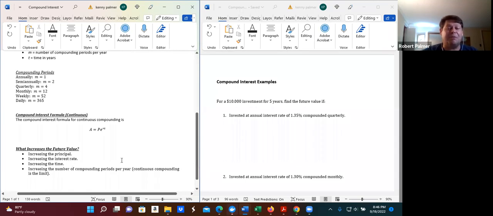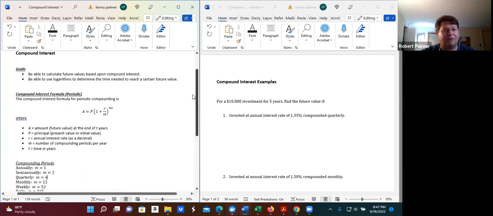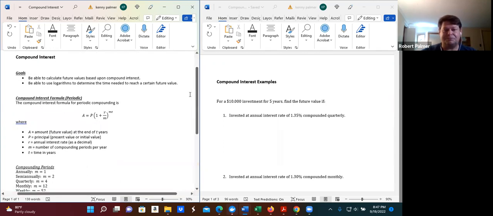And also increase the number of compounding periods per year. So the more often you compound, the more you make, although it's kind of diminishing returns as you go higher and higher. But this continuous compounding is a limit. So the fastest compounding you can get, or the biggest benefits you can get from increasing compounding, is given by this continuous compounding formula. Now, let's take a look at some examples to work with this and kind of get a feel for how we calculate interest.